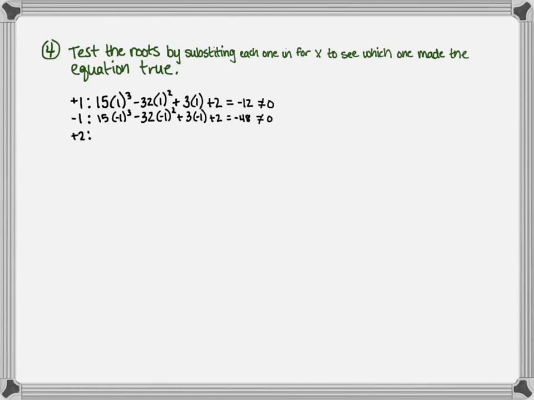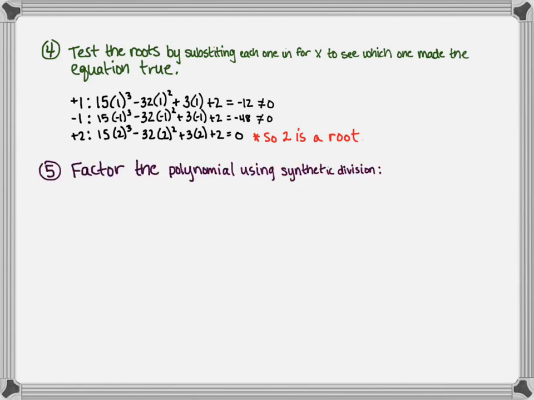Let's try positive 2. So 15 times 2 cubed minus 32 times 2 squared plus 3 times 2 plus 2. That equals 0. So 2 is a root. So let's factor the polynomial using synthetic division. We're going to divide the polynomial by 2. The coefficients of the polynomial are 15, negative 32, 3, and 2.